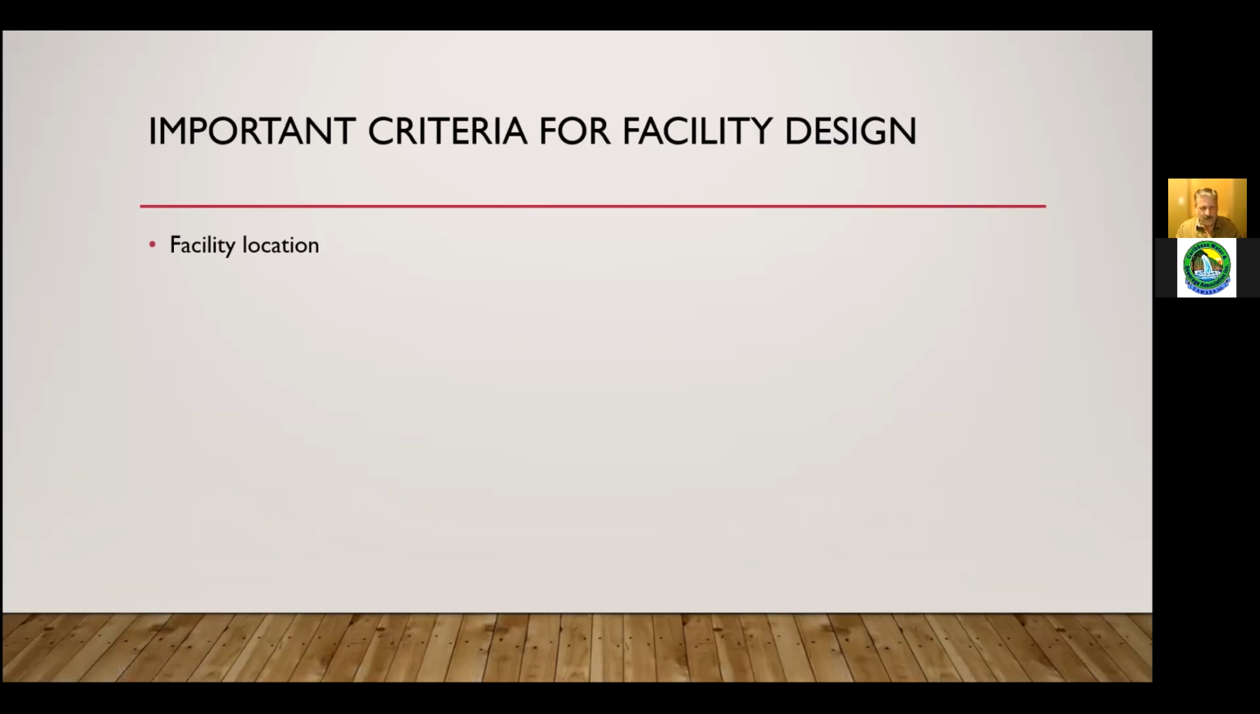Facility location is huge. Whether it's a digestion facility or a wastewater plant, nobody wants it in their backyard, so having an acceptable facility location can be challenging. Also, a location where your wastewater can flow as much as possible by gravity saves lift stations, which are a huge cost, a lot of maintenance time, all that kind of thing.